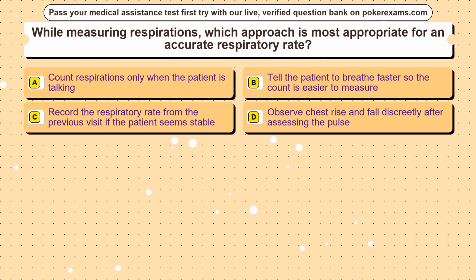Question 75. While measuring respirations, which approach is most appropriate for an accurate respiratory rate? Option A. Count respirations only when the patient is talking. Option B. Tell the patient to breathe faster so the count is easier to measure.